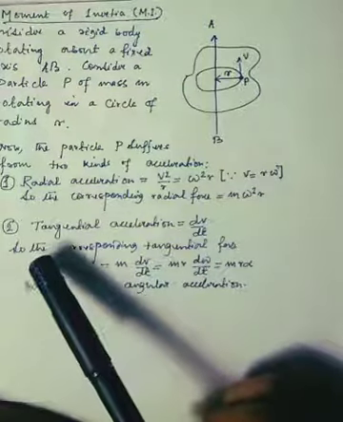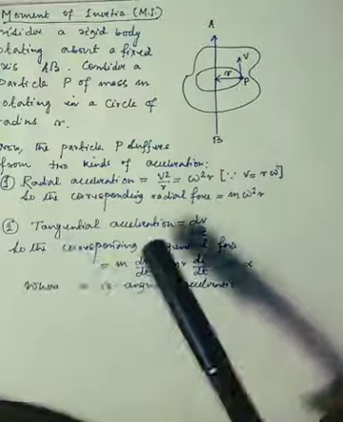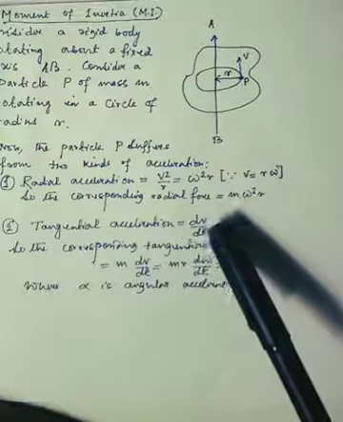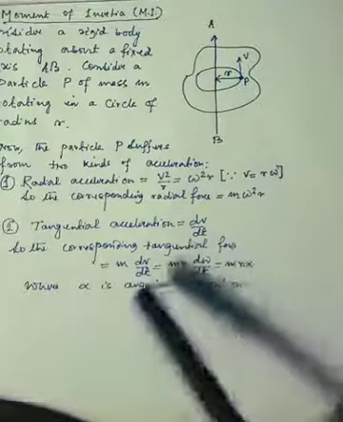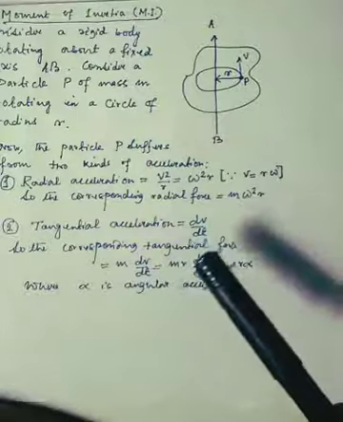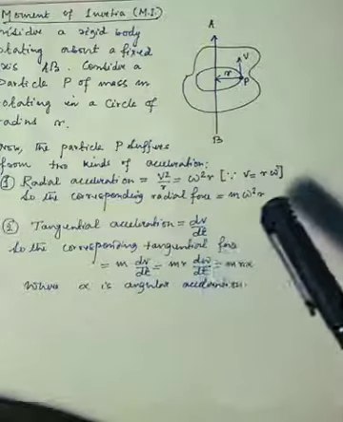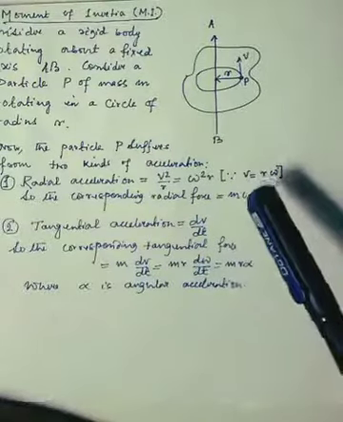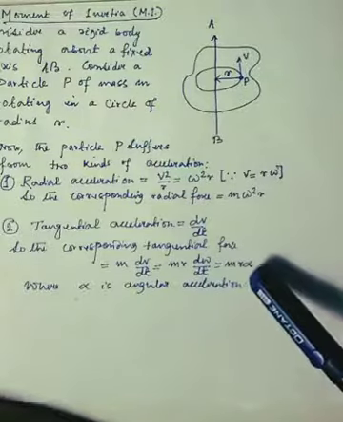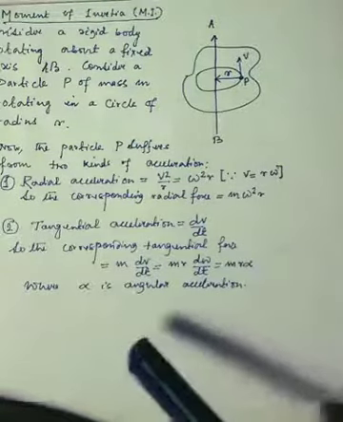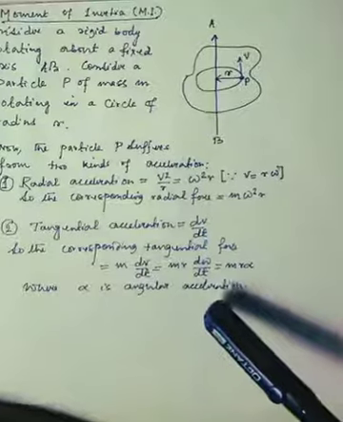Also, there is another kind of acceleration which is called tangential acceleration, which is equal to dv dt. So the corresponding tangential force is equal to m dv dt, and if you replace v by r omega, then it will be equal to mr into d omega dt, because this r is constant, and this is equal to mr alpha, where alpha is called angular acceleration.